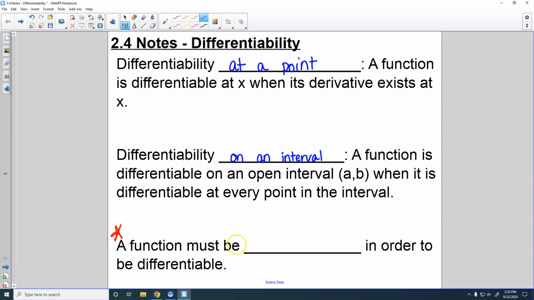A function must be continuous in order to be differentiable. Something can be continuous but not differentiable. However, if it's not continuous, it's definitely not differentiable either. So when you're checking for differentiability, you really want to check continuity first. Then you check differentiability for that.